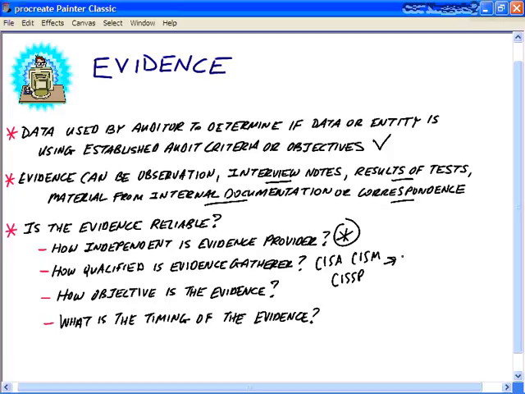Also, how objective is the evidence? What are the goals here? Are the goals for objective fact-finding, or has subjectivity been injected into the process? You want to know that. And of course, what's the timing of the evidence? How old is the material? What are your deadlines? What are your goals? What are your windows of opportunity to do these audits?